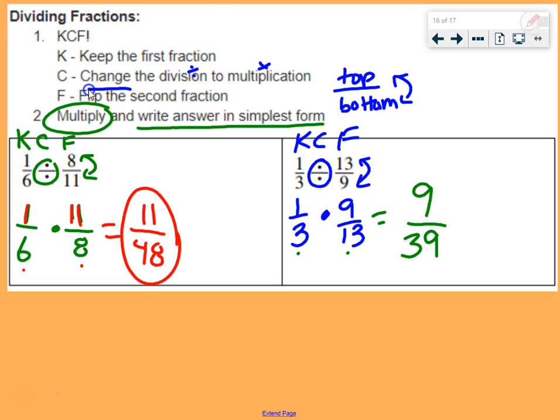Now this fraction can be reduced. They are both a multiple of 3. So we can divide both by 3. 9 divided by 3 is 3. 39 divided by 3 is 13. So we get 3 over 13.